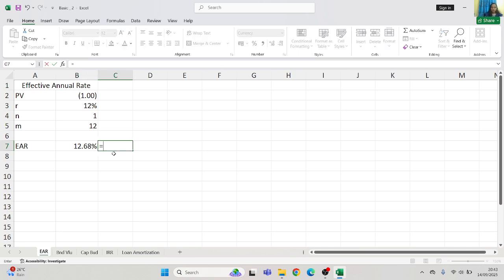We press equal, then we type FV, tab. Rate is 12% divided by 12, which is equivalent per 12, and multiplied by 12.